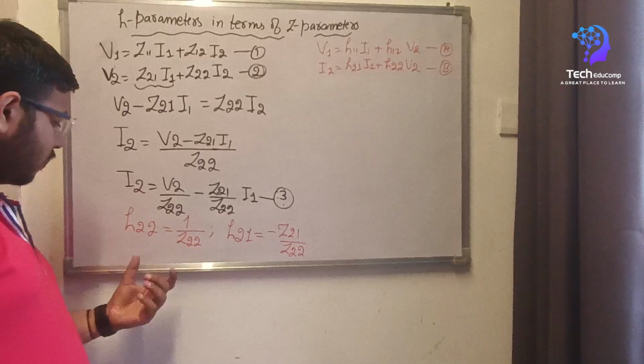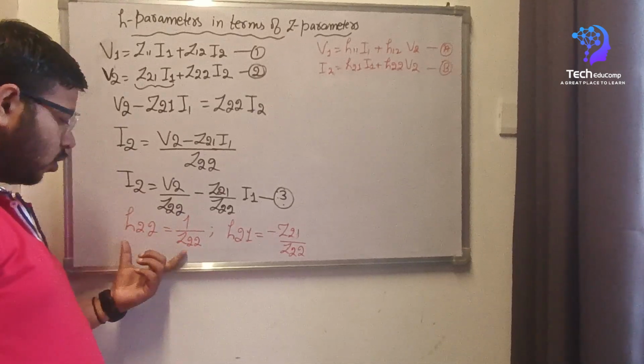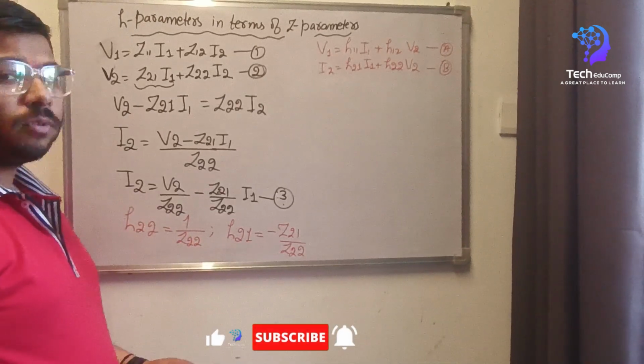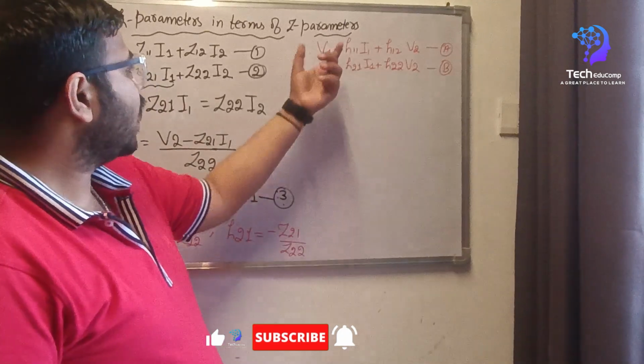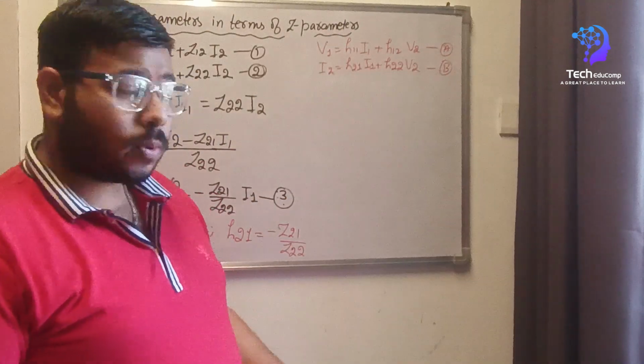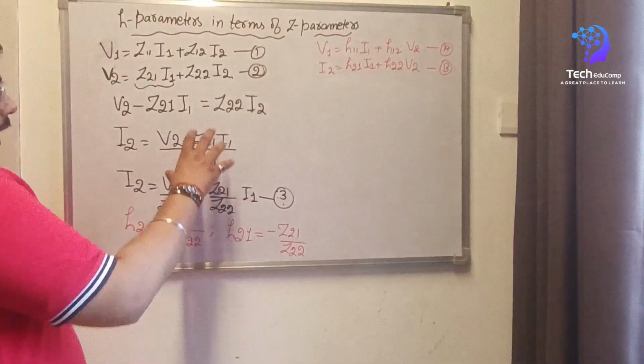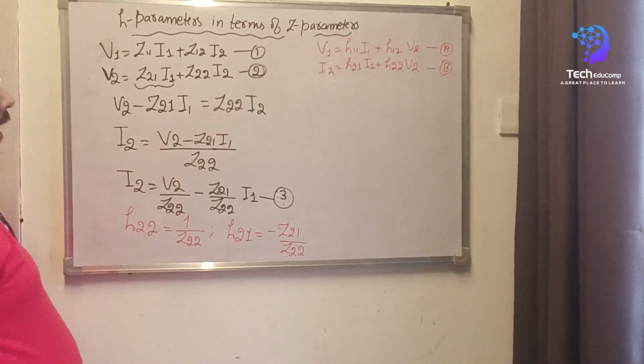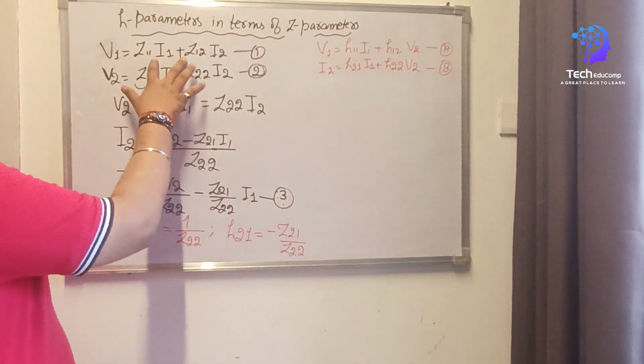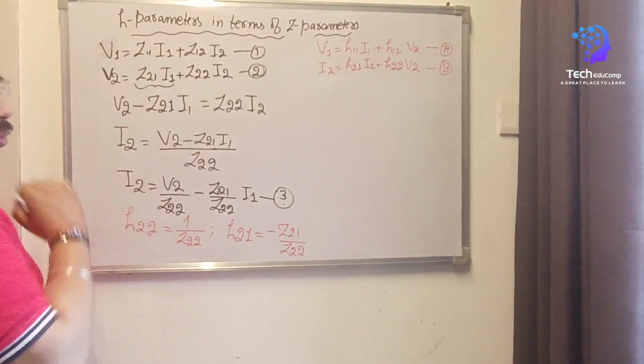Okay. So we found out the values of H22 and H21. Now we have to find out the values of H11 and H12. So how can we write that? See, I have this equation of I2 here, and I have this Z parameters equation of V1 in terms of I1 and I2.